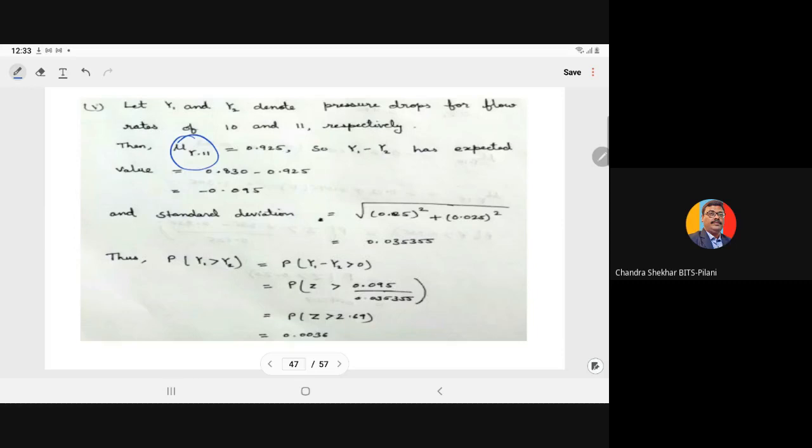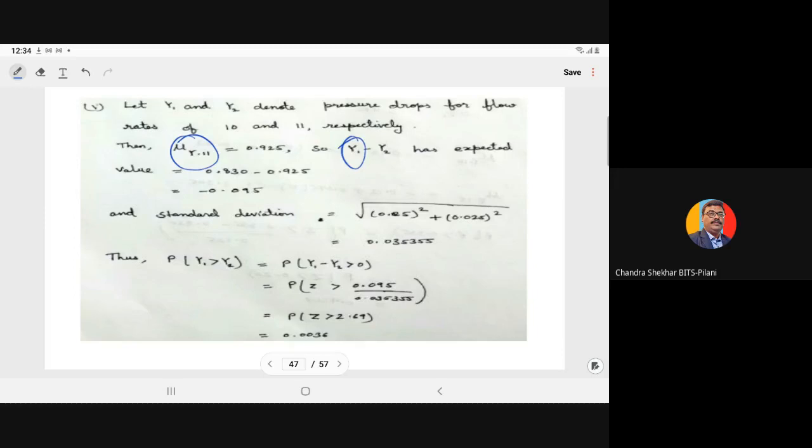So when we compute y1 minus y2, y1 minus y2 has expected value equal to, y1 already we have seen when x is equal to 10, it is 0.830, and mu at x is equal to 11 will be 0.925. So y1 minus y2 will come 0.830 minus 0.925, that is minus 0.095.